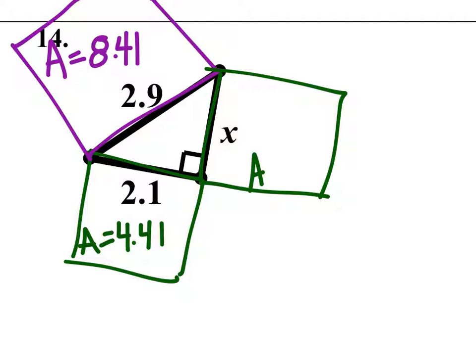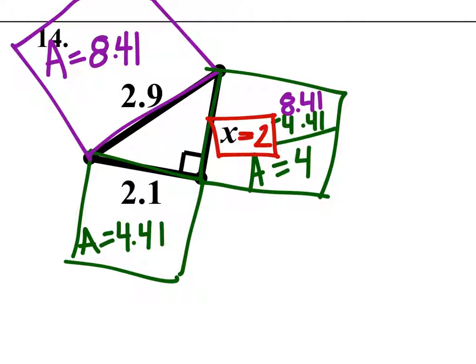So the area of x, yeah, it is going to be 4, right? 8.41 minus the 4.41, which is 4. Now if the area is 4, what is the actual length of the square? 2. So x is 2.